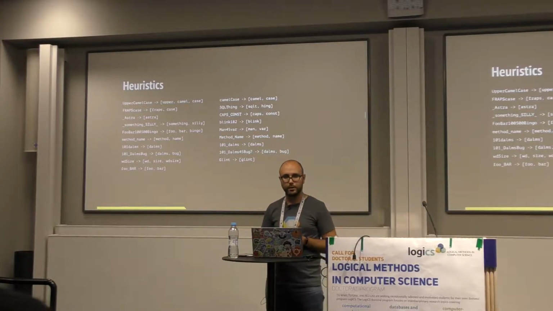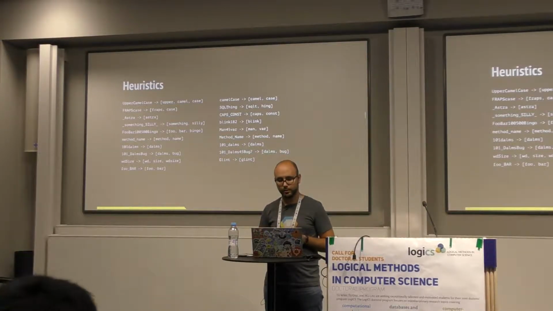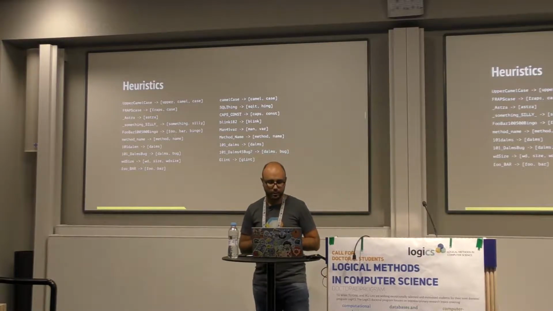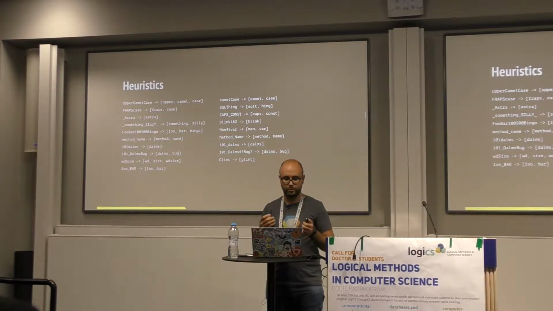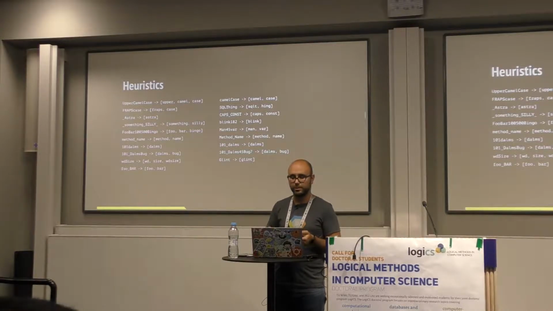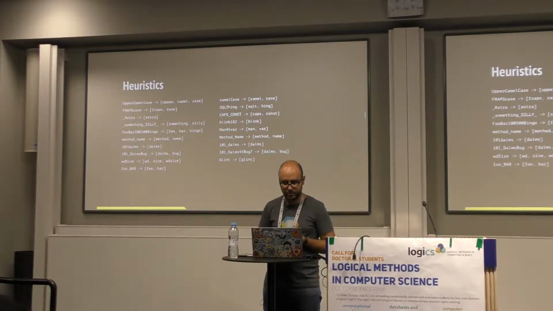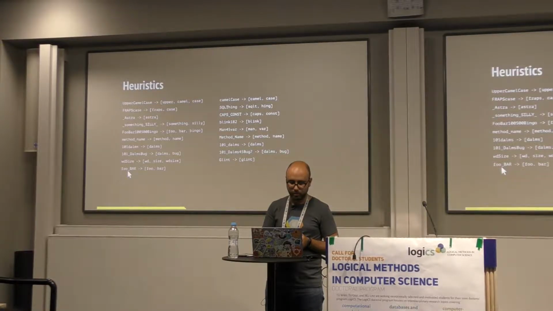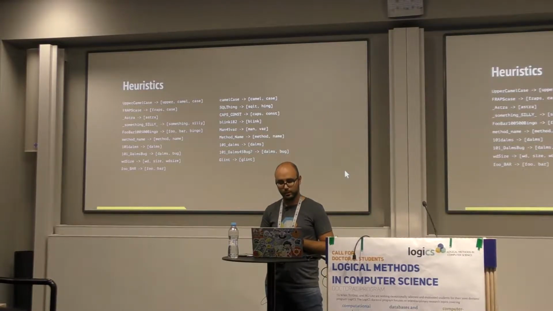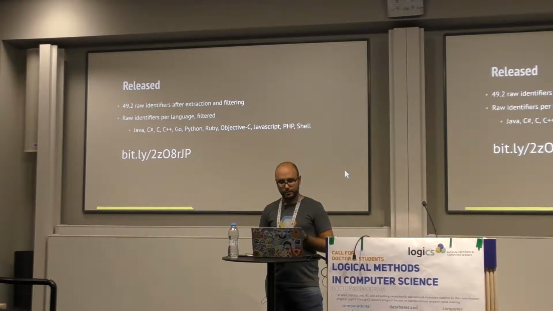So regarding the naming convention splitting, as I said, we have a number of heuristics to do the splitting, and these are examples of how it works. As you see, for example, we split by underscore, or we split by case change, and so on and so forth. We have the source code to show if you're interested. And we release this dataset.